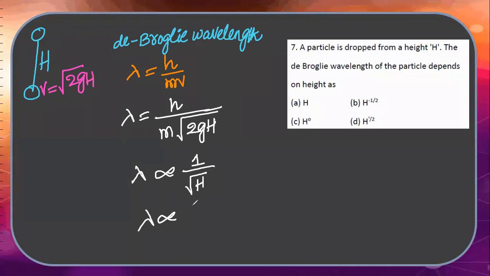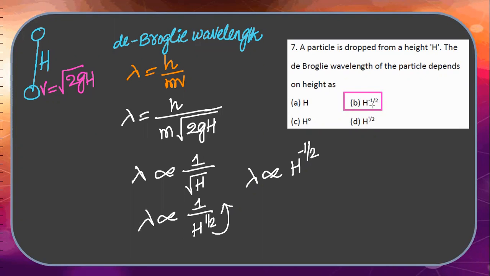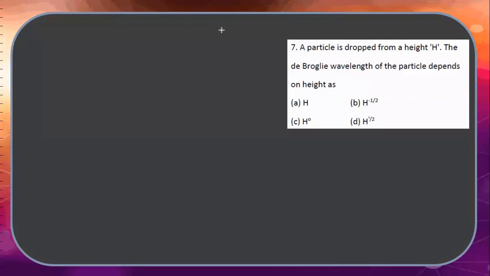So lambda is inversely proportional to H power 1 by 2. On bringing to the numerator, lambda is proportional to H power minus 1 by 2. B option is correct. Next problem.